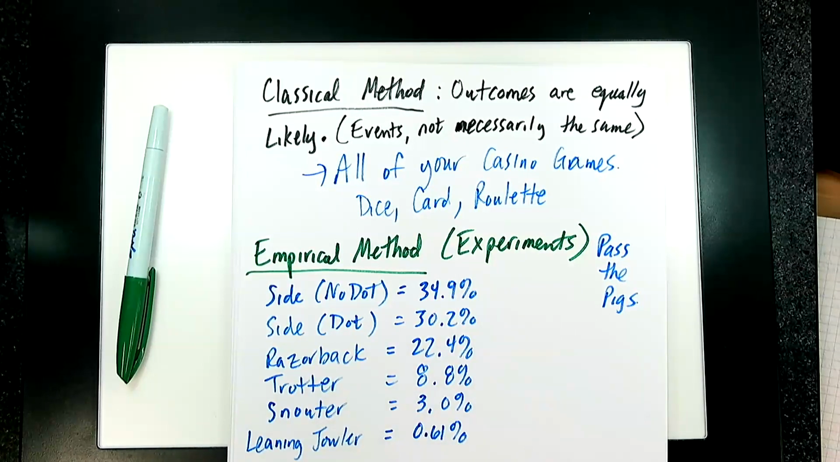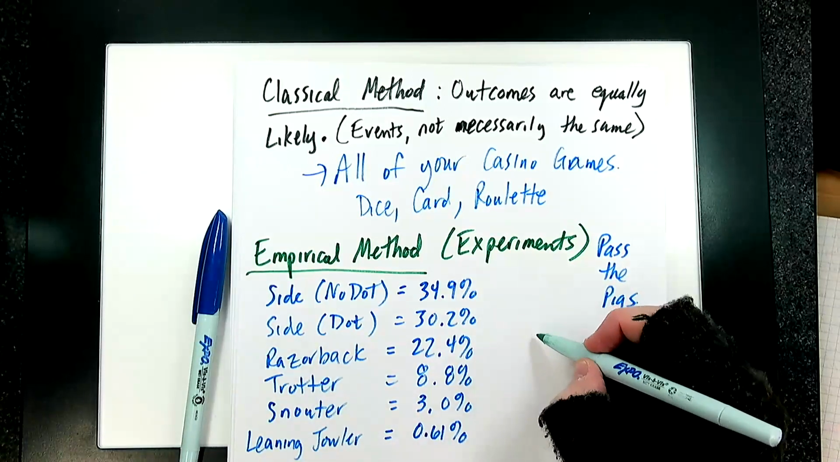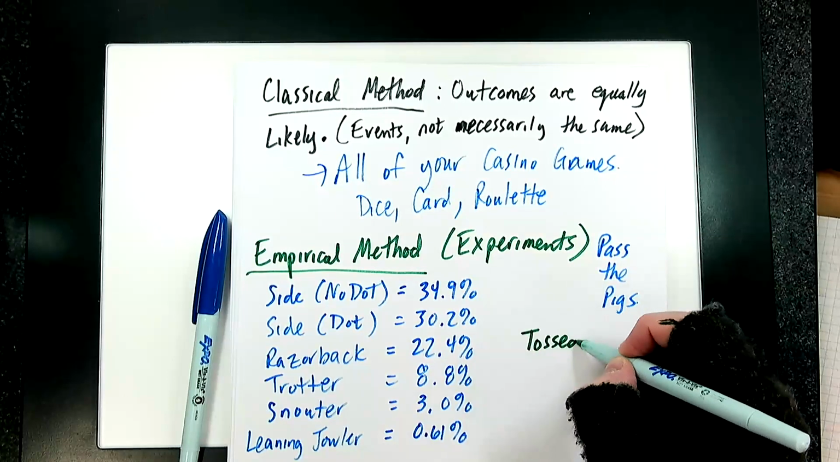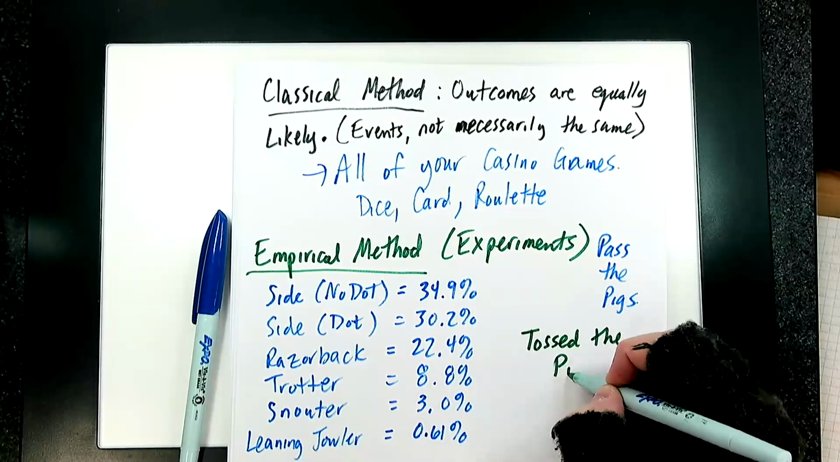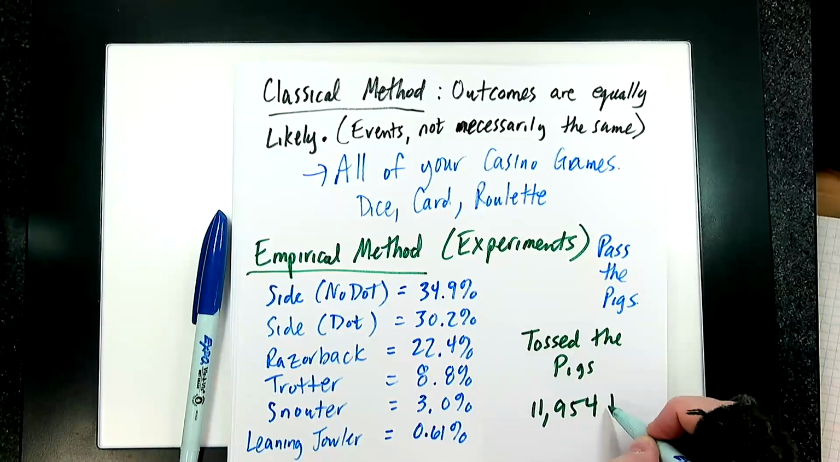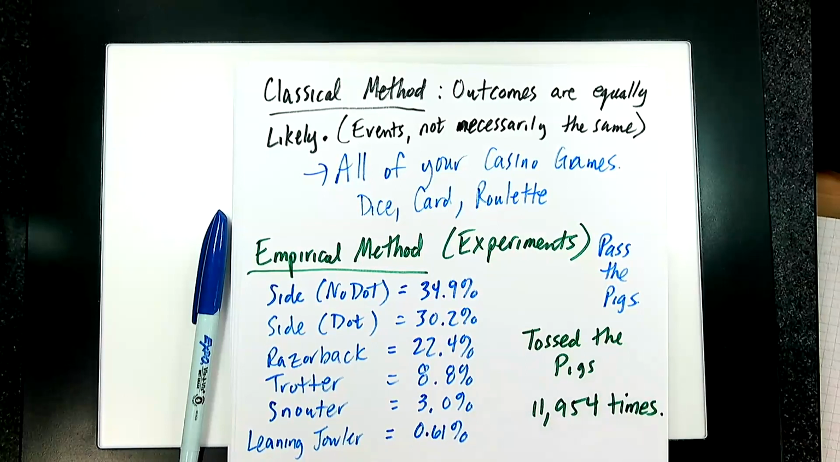Now, these were computed experimentally by tossing the pigs 11,954 times. That's a lot of pig tossing.